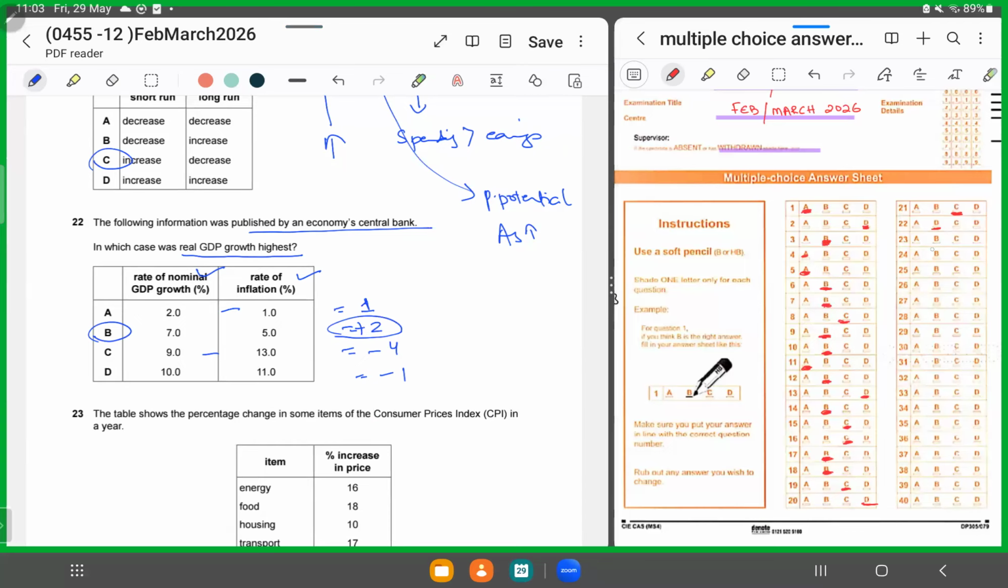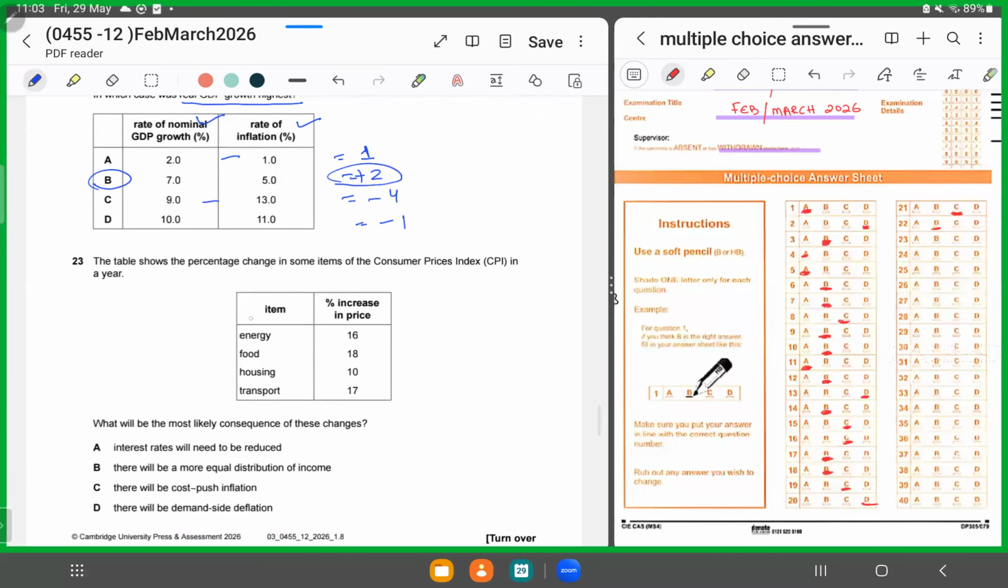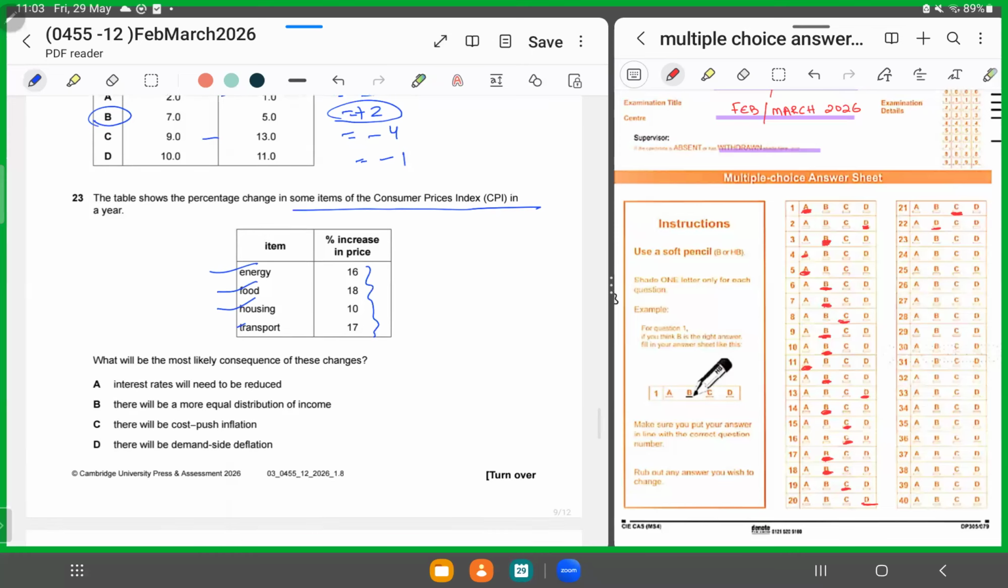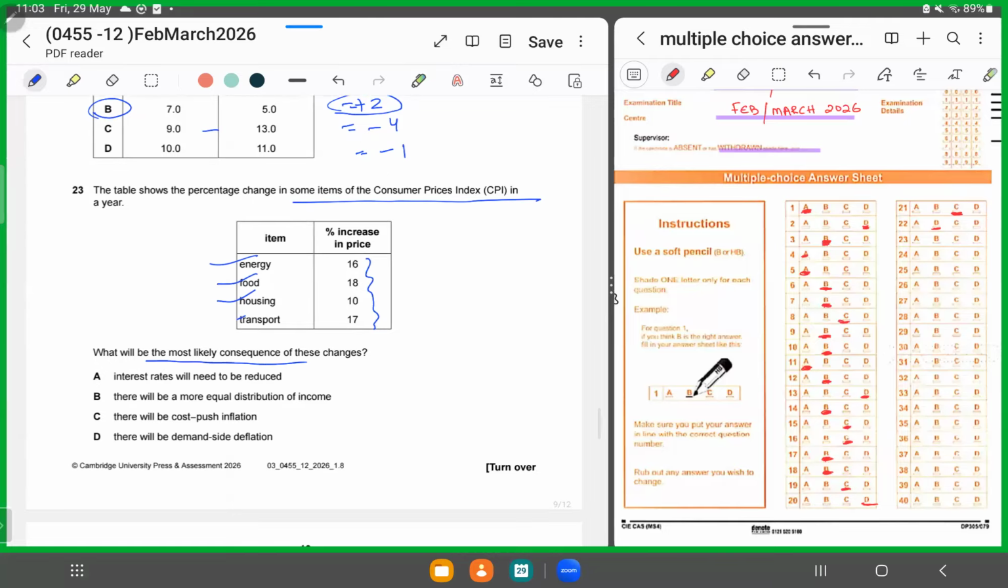Moving forward, MCQ number 23. MCQ number 23 displays changes in the CPI. They displayed energy, food, housing, transport. Now notice all are witnessing certain increases in prices. What will be the likely consequence of this? Interest rates will need to be reduced. There will be a more equal distribution of income. There will be cost-push inflation. There will be demand-side deflation.